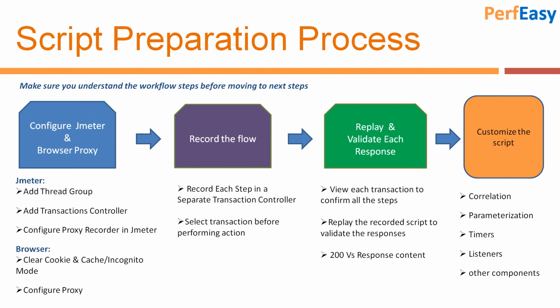Today we are going to be confined to setting up JMeter and setting the browser proxy. Then we'll record a flow, then move on to replaying the flow and seeing each and every response, whether it is coming correctly or not. So we are going to be talking about these things only.